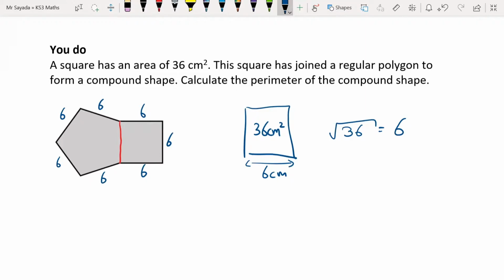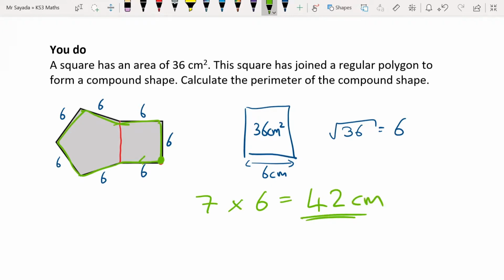So altogether, how many sides do I have? So if I start over here, I have, let's do it in a different color. Let's do it in green. I have 1, 2, 3, 4, 5, 6, 7. So that's 7 sides, each of length 6 centimeters. 7 times 6, 42 centimeters. And that's the perimeter of this shape.